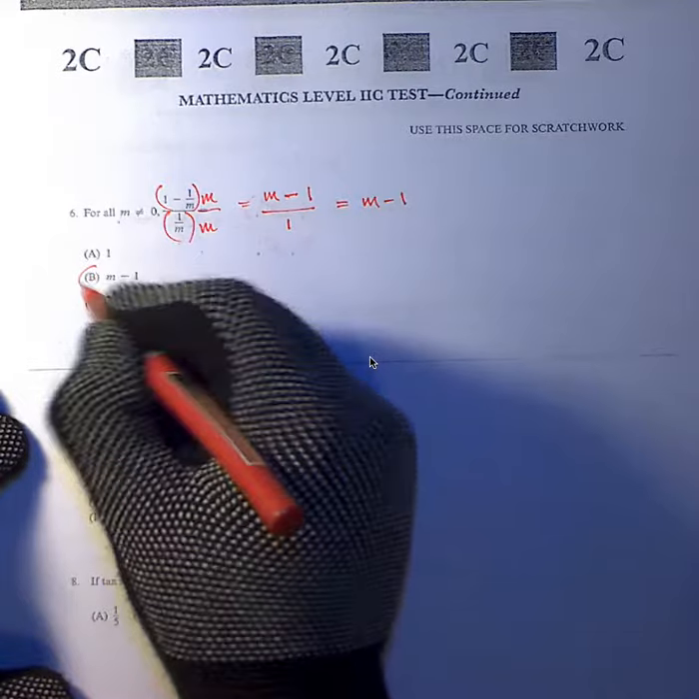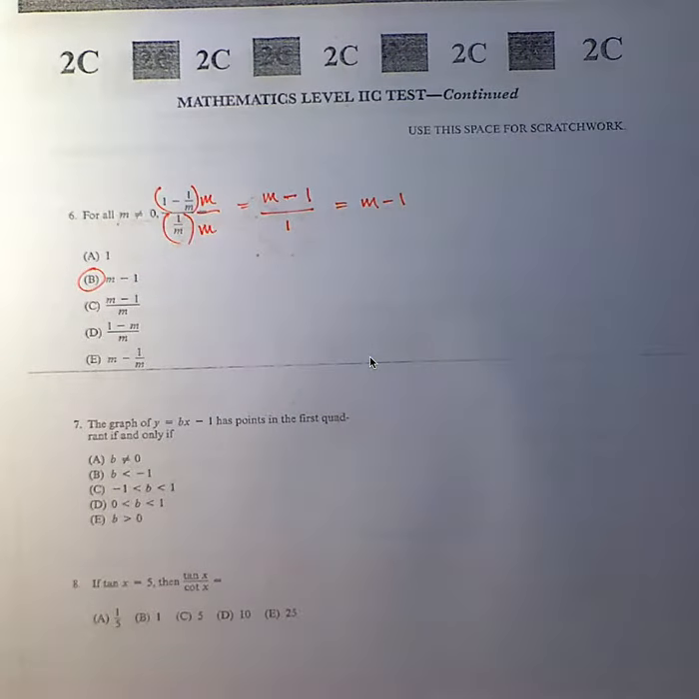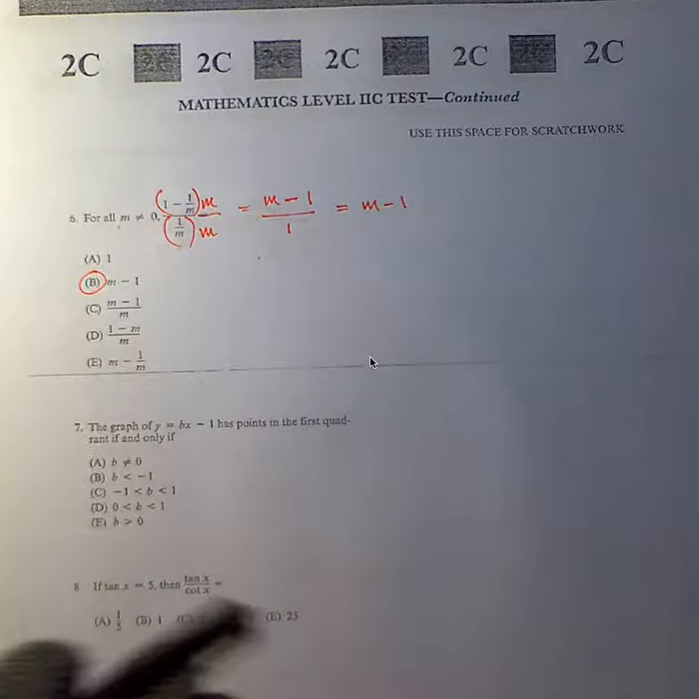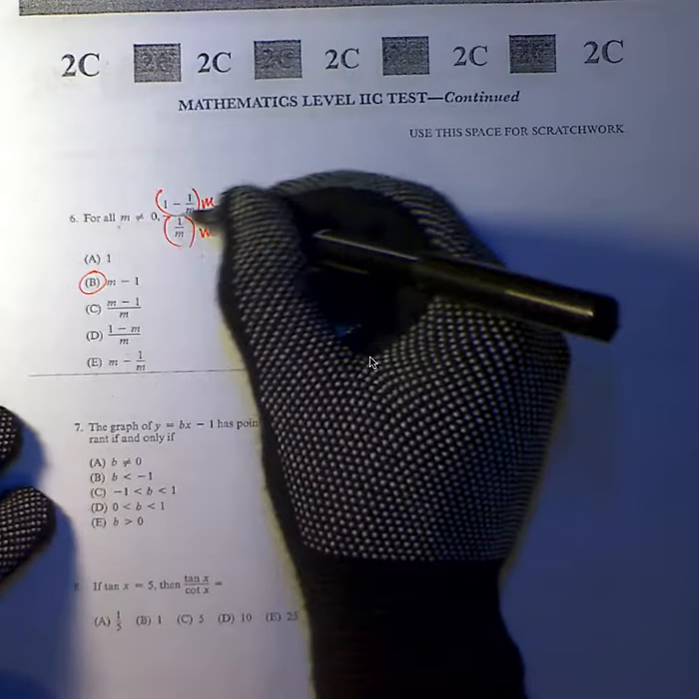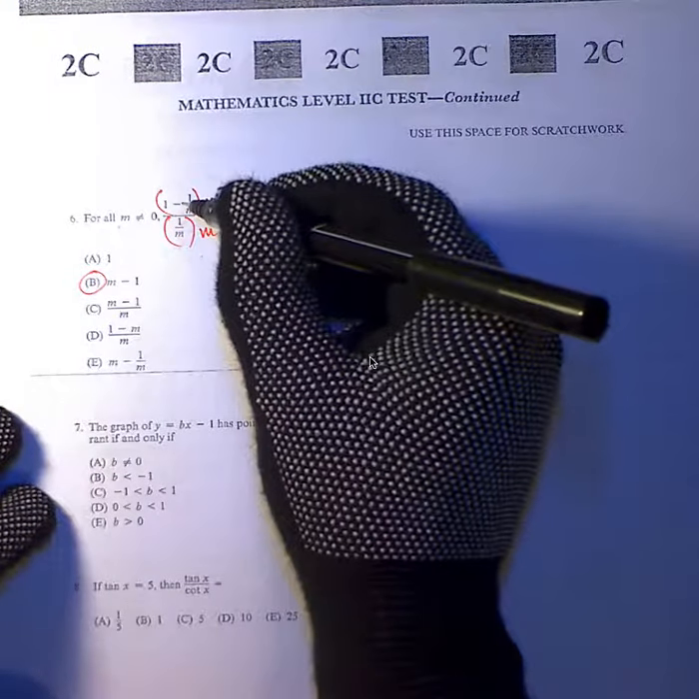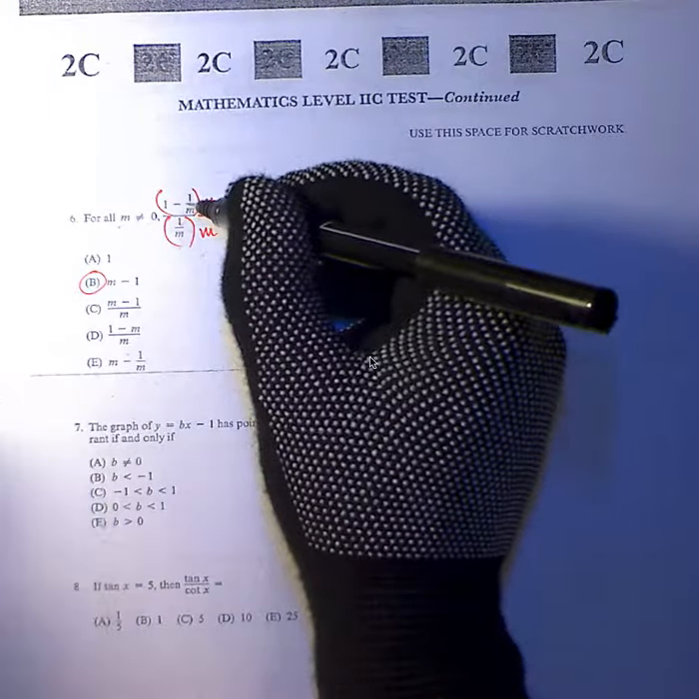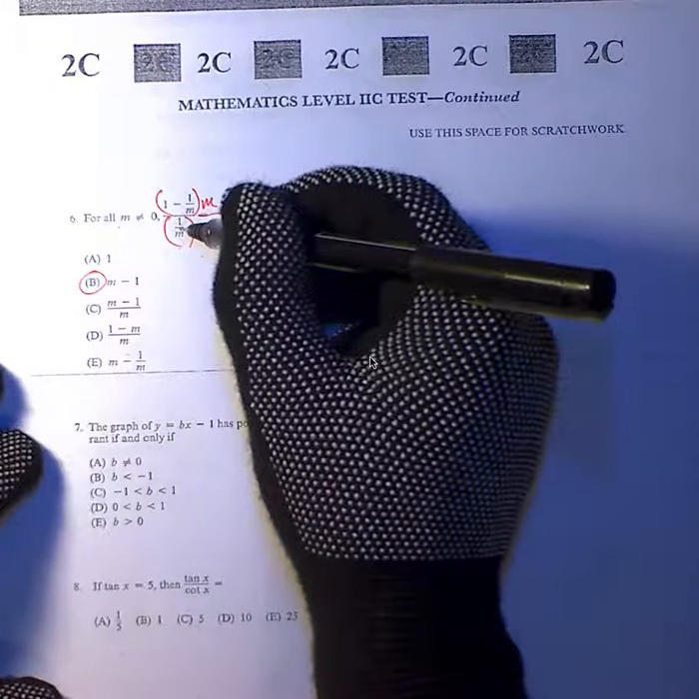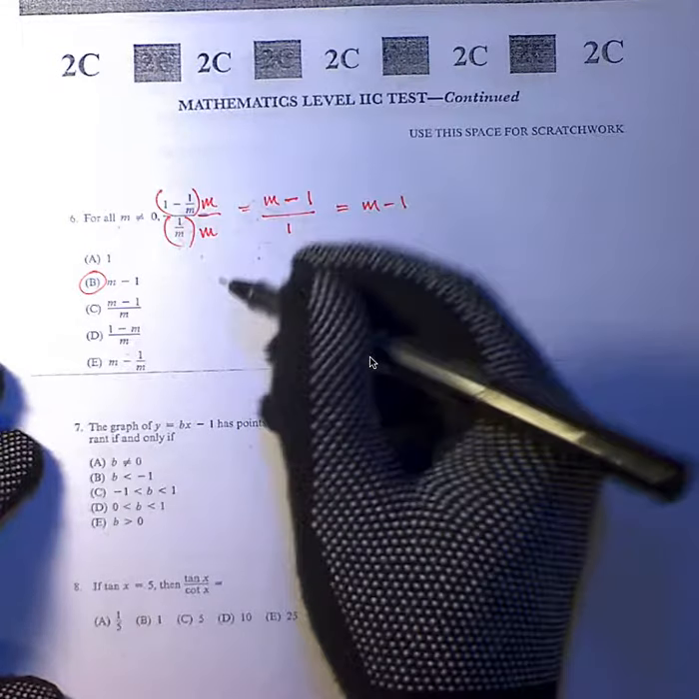So the correct answer is B, and we can keep it moving, but I just want to give you another option if you didn't understand what I just did. That other option is this: you could just work here in the numerator with 1 minus 1 over m and get it to be a single fraction, and then you already have that in the denominator, so you can do the keep, flip, change, or whatever.